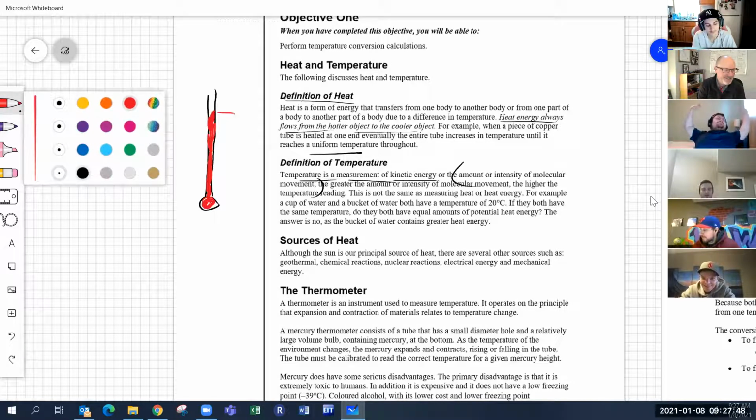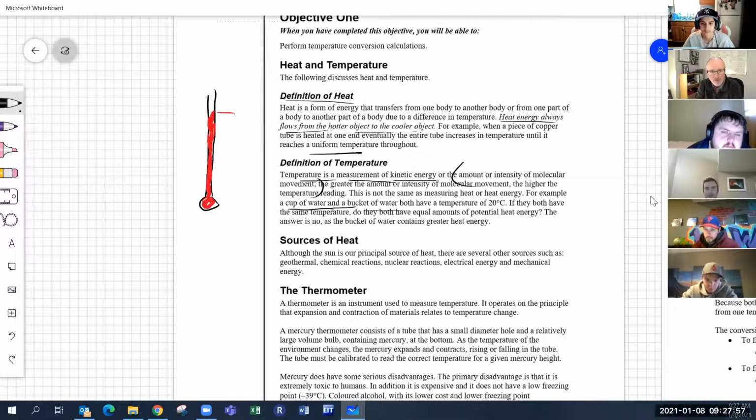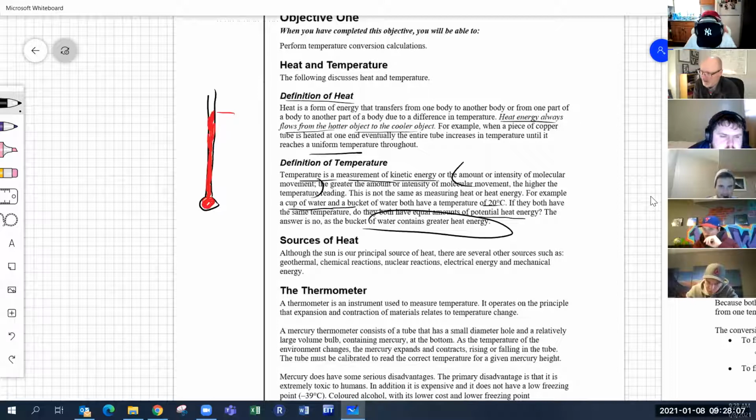Okay. All right. So now it says in here that a cup of water and a bucket of water both have the same temperature. What has the most potential heat energy? Well, the one that has the greater amount of fluid in it will have more capacity for heat. That's really what they're saying there.